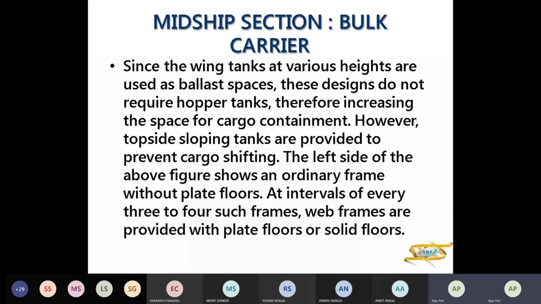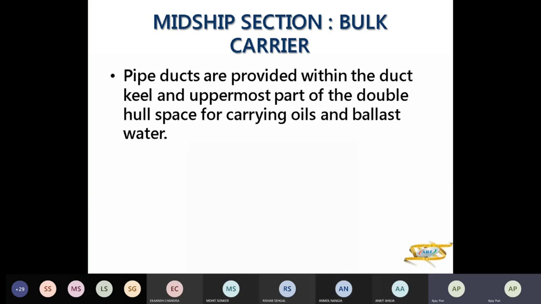However, the topside sloping tanks are provided to prevent your cargo shifting and for trimming, sail trimming. So there we have seen both your left and right side. At intervals of every 3 to 4 frames, you have web frames provided with plate floors or solid floors. So pipe ducts are provided. Pipe duct should not exceed 3 meters.